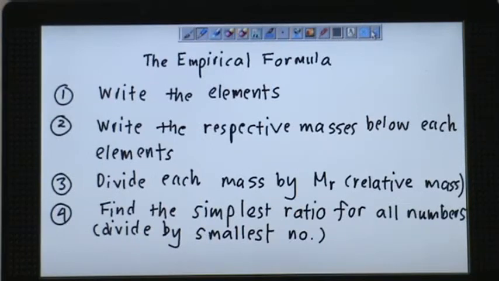In the study of chemistry Form 4, we want to find the empirical formula for a certain molecule. So what are the steps to do that? First, we write the elements. Second, we write the respective masses below each element. Number 3, we divide each mass by the relative mass in order to get the number of moles. Number 4, we find the simplest ratio for all the numbers, and we should be able to get the empirical formula for the molecule. So let's try one example to understand that.